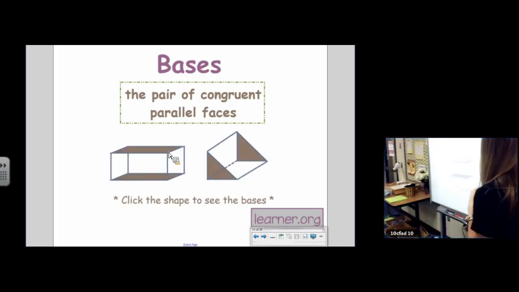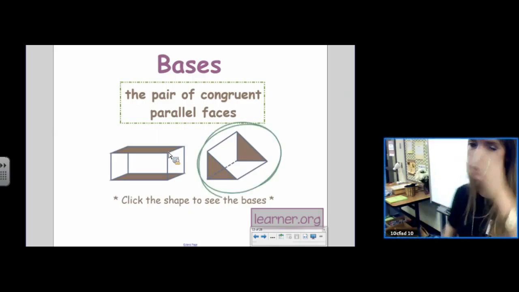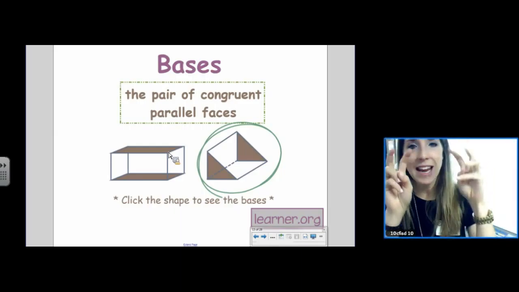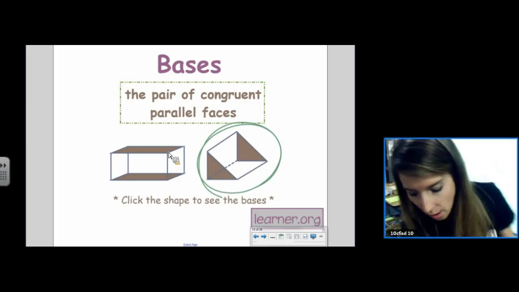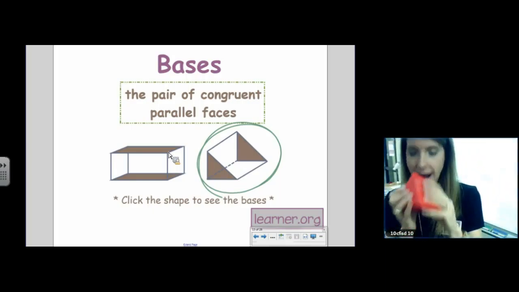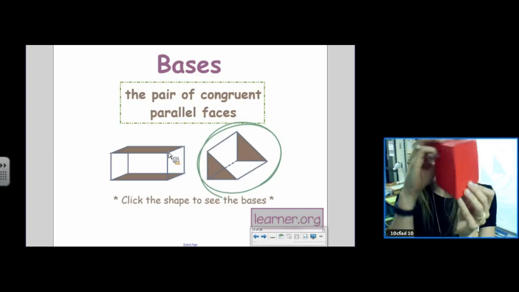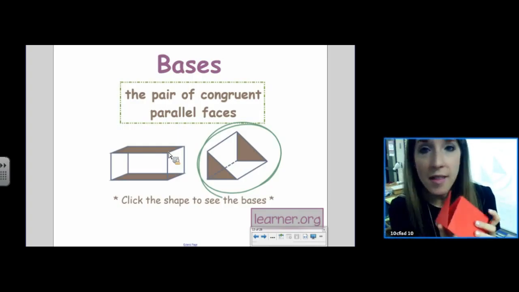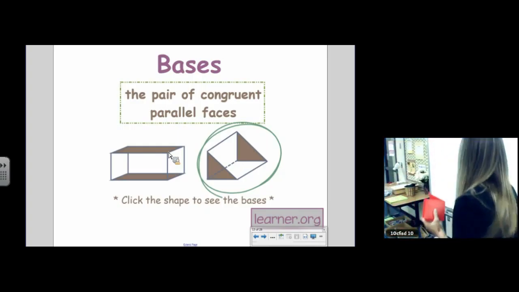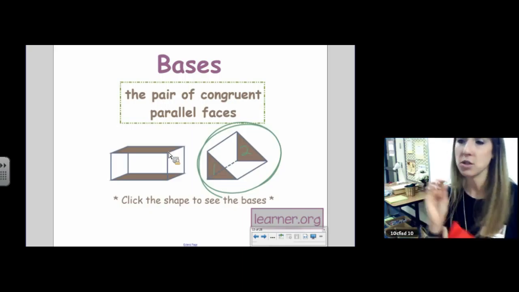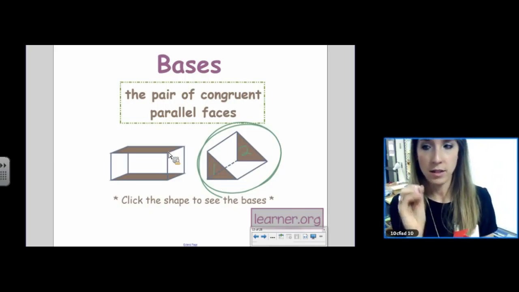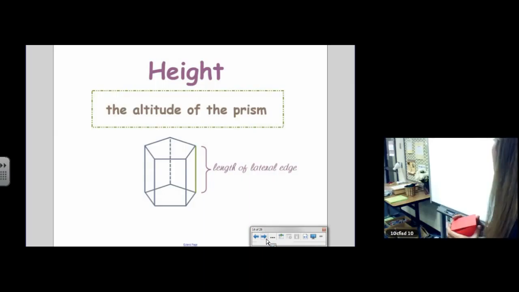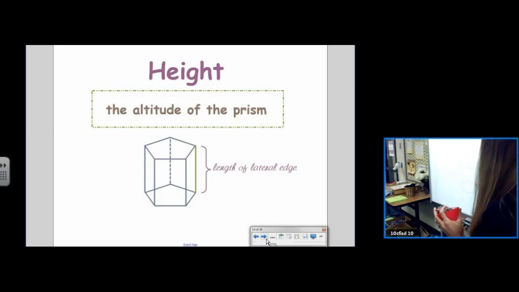I want you to really notice, because this is what most students get wrong. A prism, or a shape in general, is not always going to be sitting on its base. No matter how I set this prism down, the triangles are the base every time, because the triangles are what there's two of. So even if I set the shape down like this, the rectangle is not the base. The triangles are the base, because the triangles are what we have two of. The rectangle is not the base, not of a triangular prism. Okay. The height is the altitude of the prism. It's the length of the lateral edge.